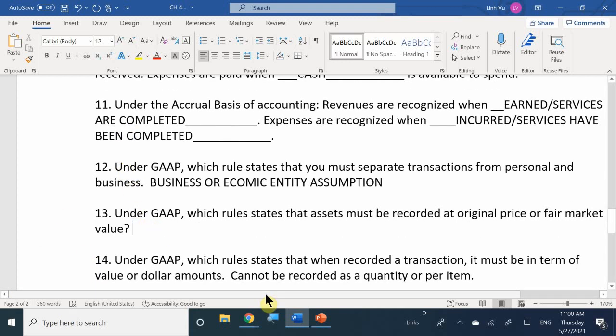All right. Number 13, under GAAP, which rule states that assets must be recorded at original price or fair market value? Historical cost. Yes, that's correct. Historical cost principle. Good.